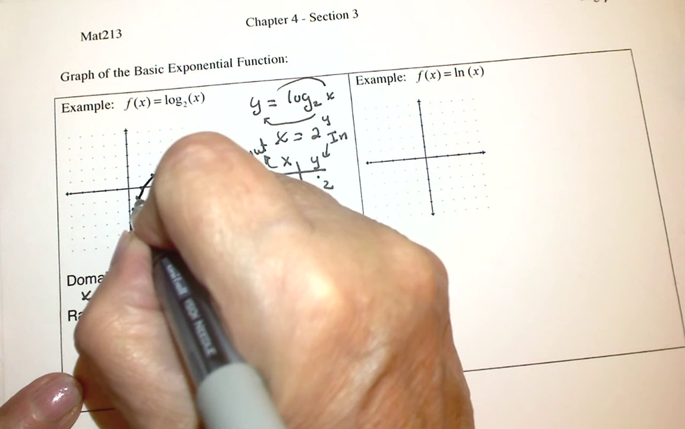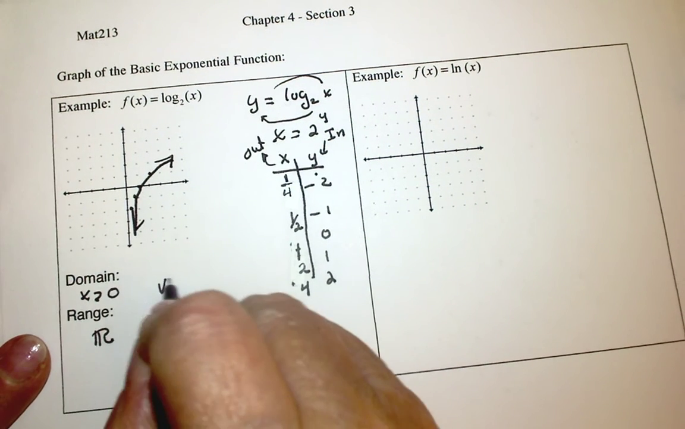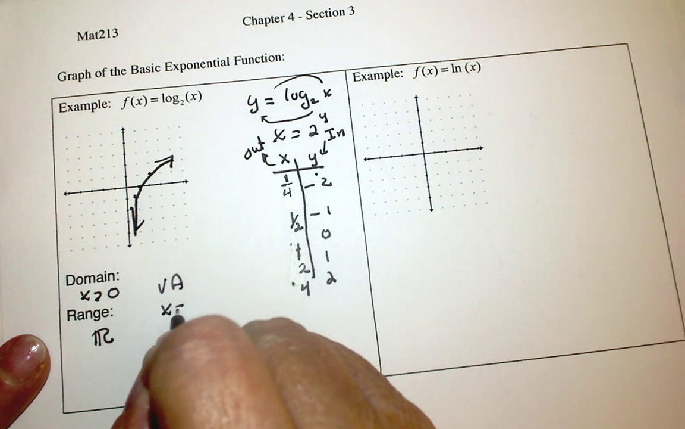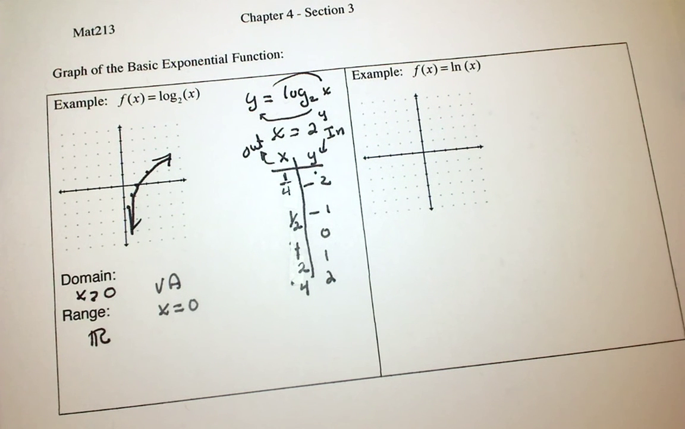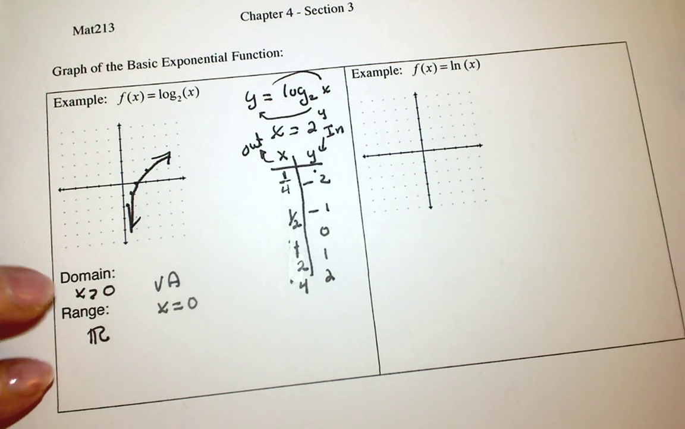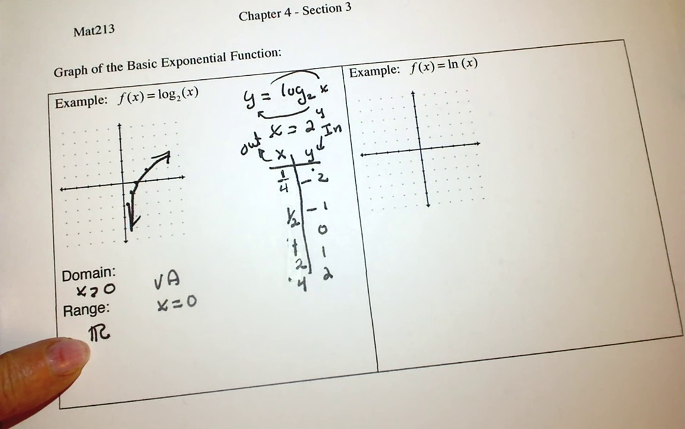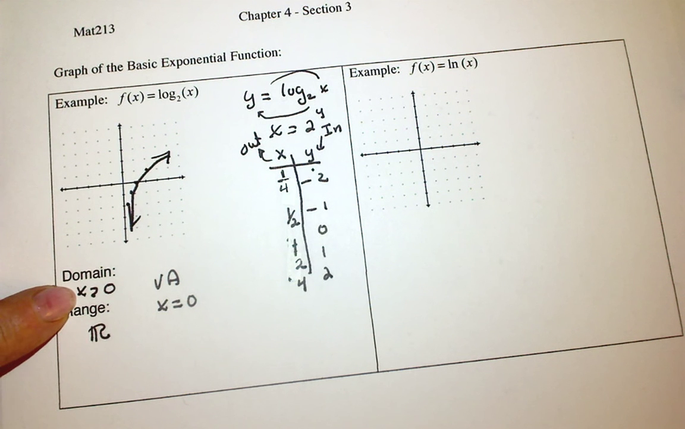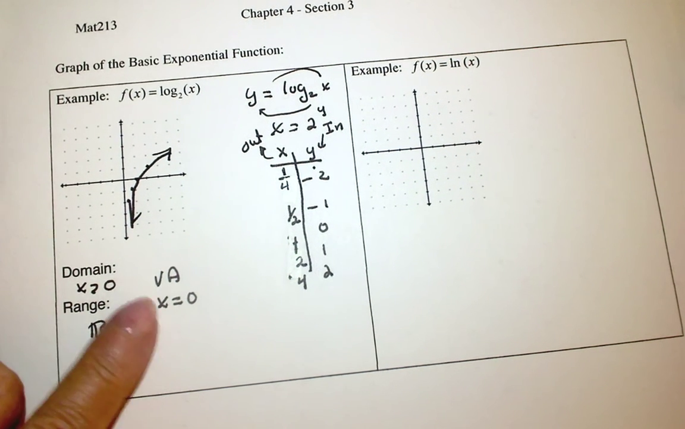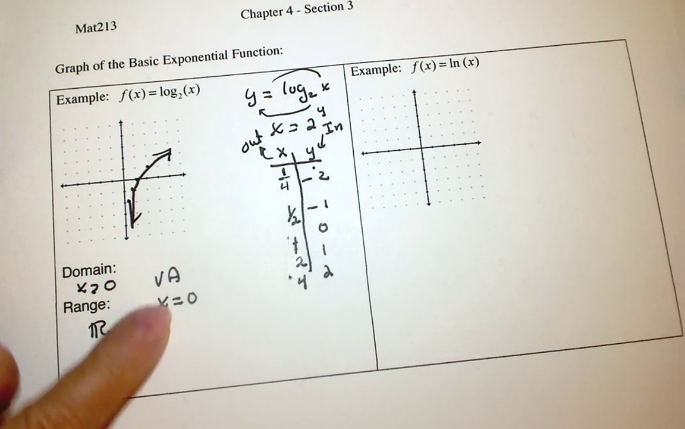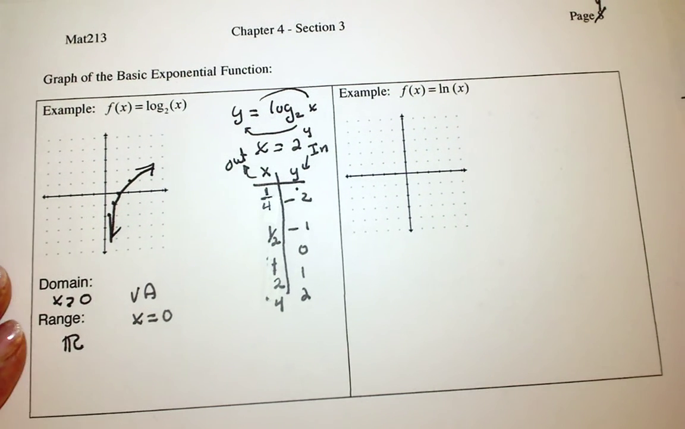And so this is what it looks like. It has a VA at x equals 0, because x and y are flipped. If you notice, I'm dealing with the exponential, it's the other way around. The exponential has all real numbers as its domain, and y greater than 0 is its range. But you're flipping everything. It has an HA at y equals 0, so the logarithm is going to have a VA at x equals 0.